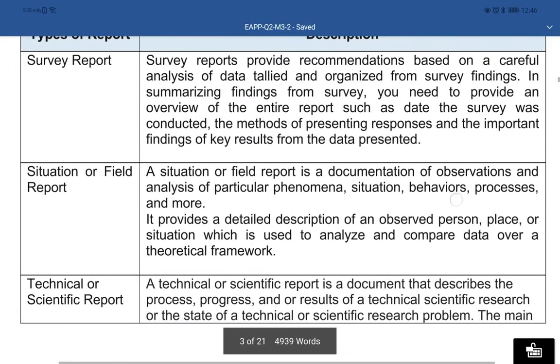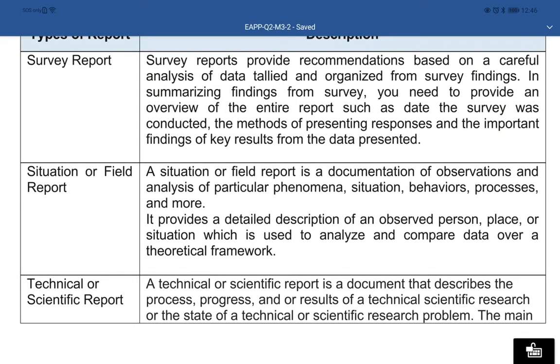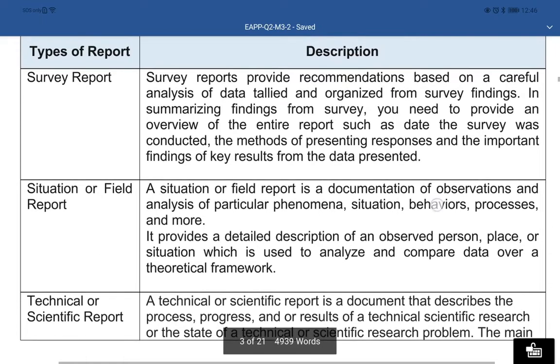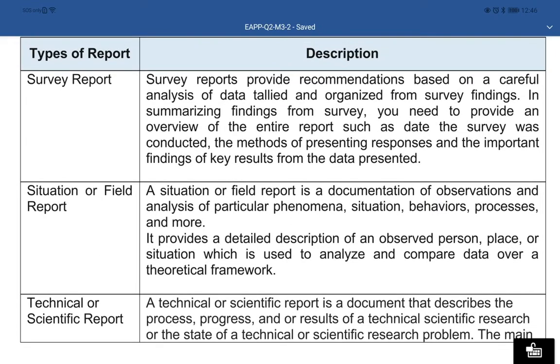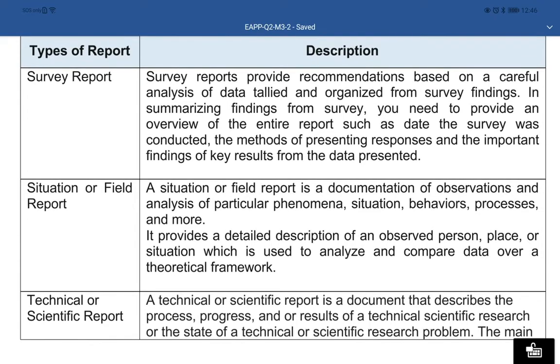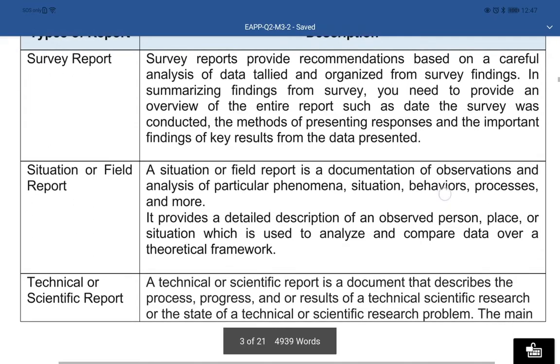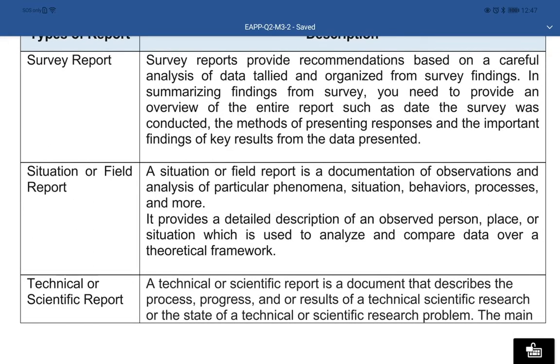Yun lang yun. Halimbawa, yung mga reporters, when they are making news reports, they are making field reports or situation reports. They go to a place where the news happened, where the news took place, and then they will gather facts about the incident, about the situation, and then they will present it there.